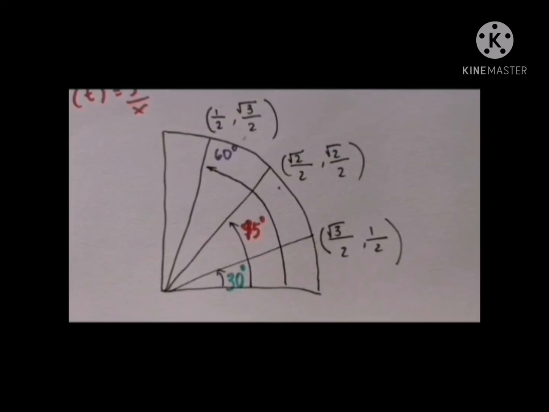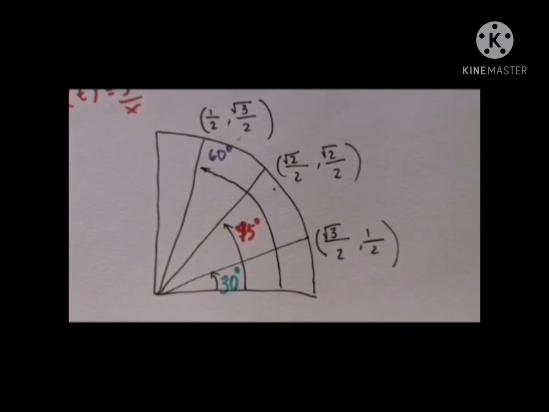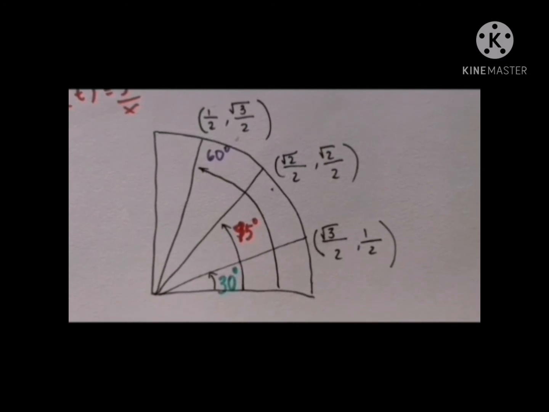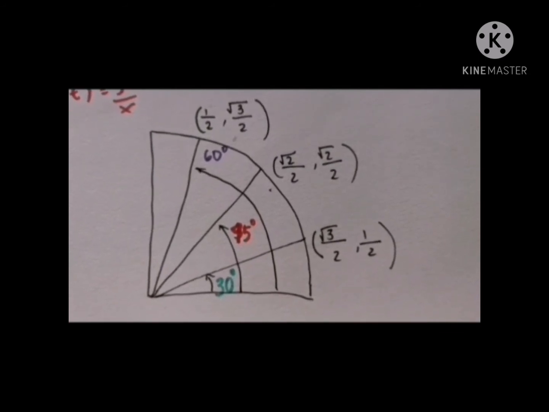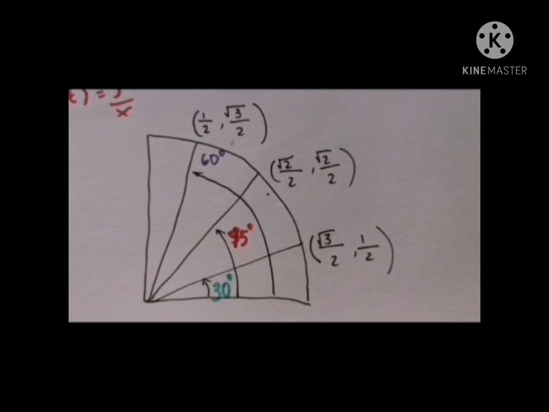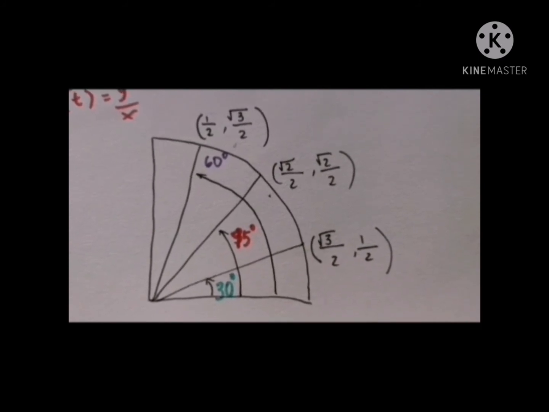So if we look at the first quadrant, we can see that 60 degrees has a coordinate of 1 over 2 and square root of 3 over 2. 45 degrees has the coordinate of square root of 2 over 2 and square root of 2 over 2. And 30 degrees has a coordinate of square root of 3 over 2 and 1/2.